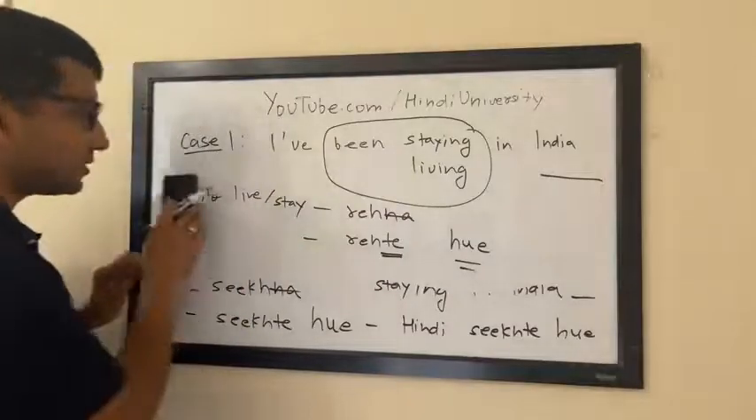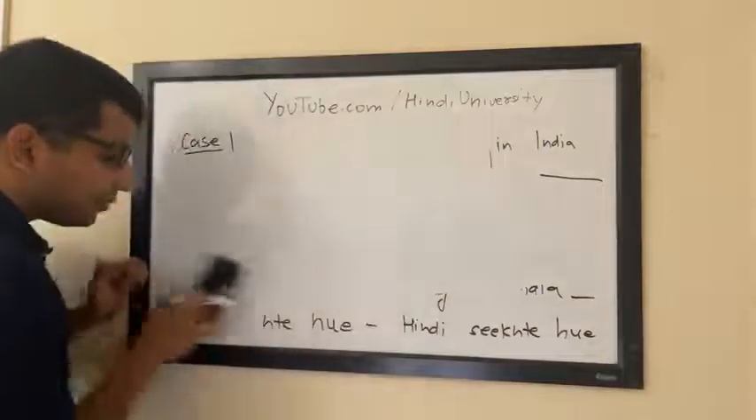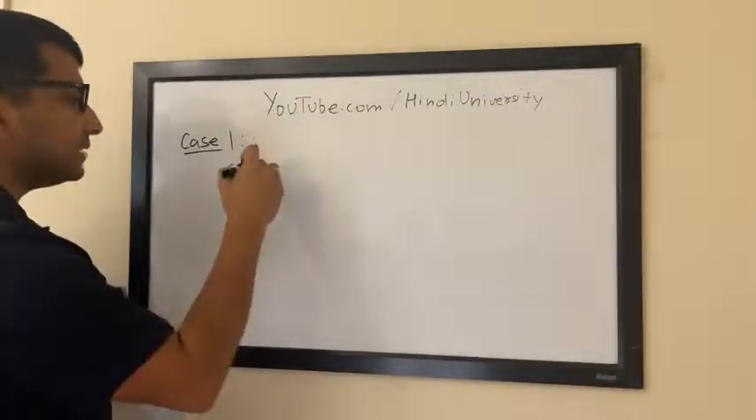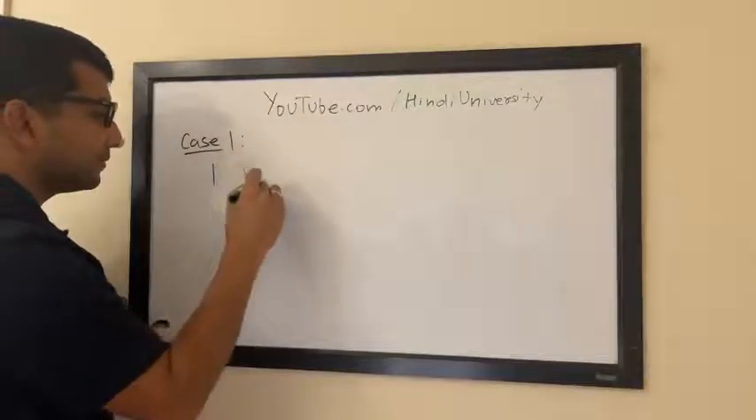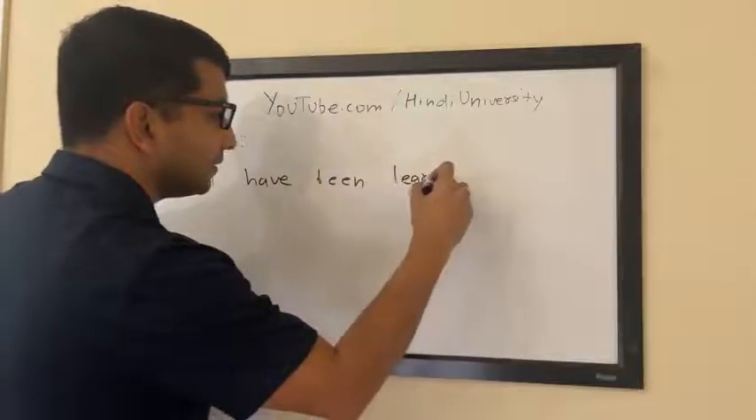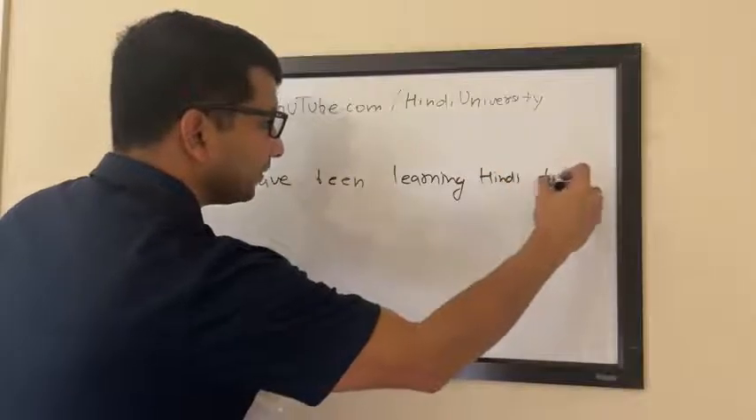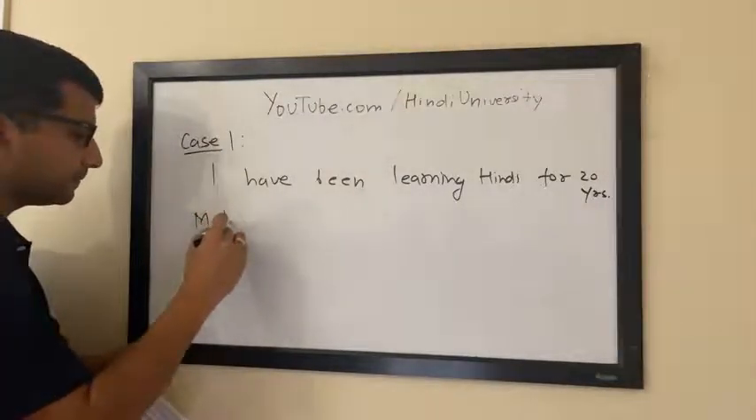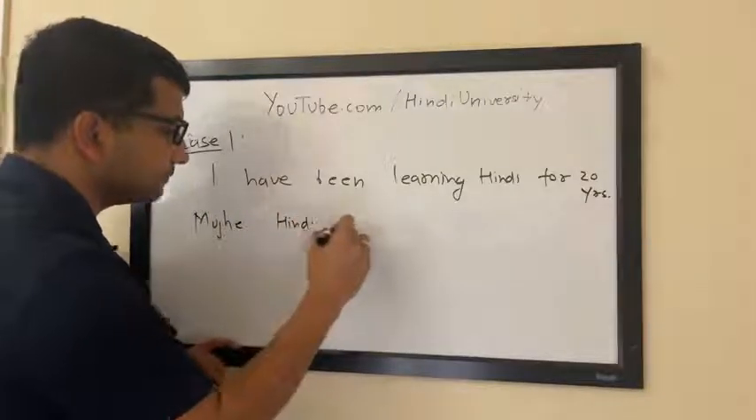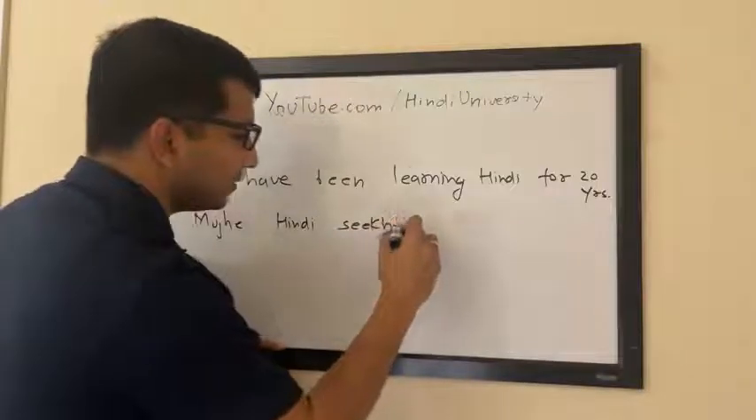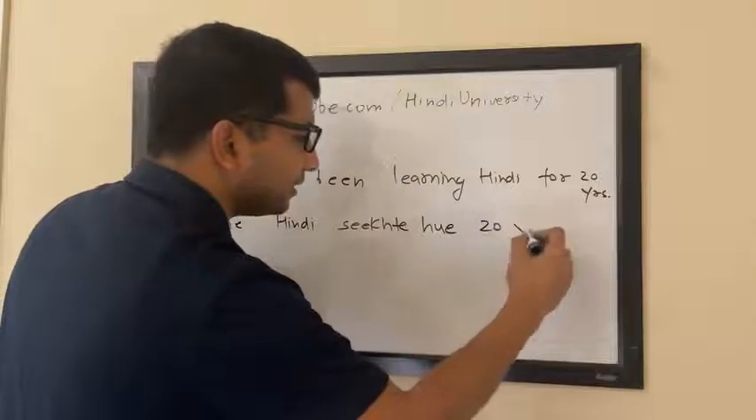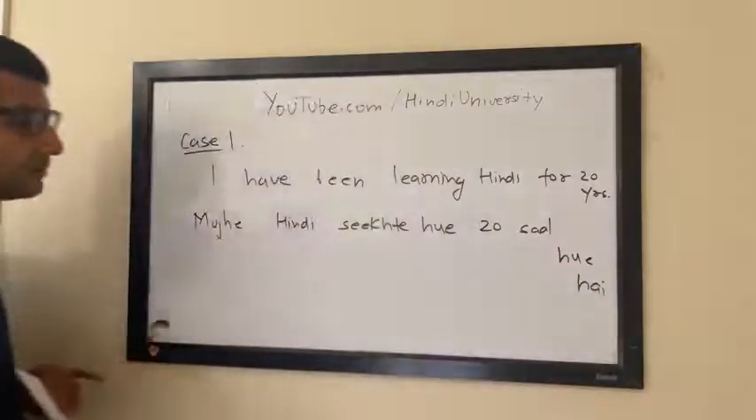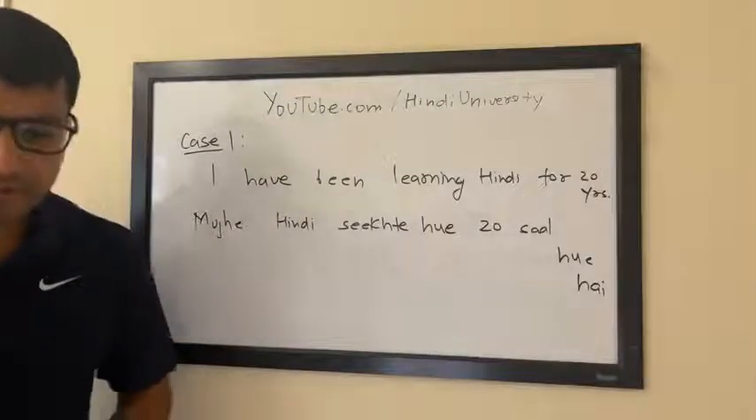Let me say it again before I take any of the questions, so that it helps you. If I were to write the whole sentence, which is basically I have been learning Hindi for 20 years. Okay, so मुझे, to me, हिंदी सीखते हुए, मुझे हिंदी सीखते हुए 20 साल हुए हैं.